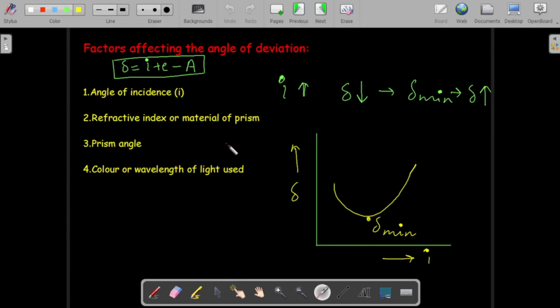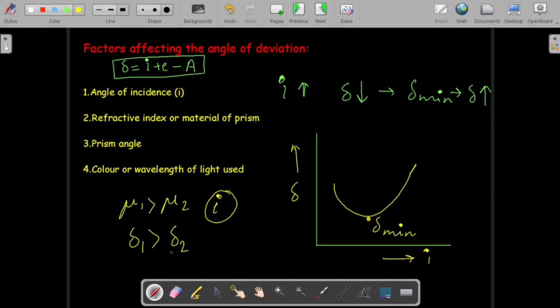Next is the refractive index of the material. On the refractive index of the material, the angle of deviation delta has been found to depend on it. Let's say there are two mediums, medium 1 and medium 2. If the refractive index of medium 1 is greater than medium 2, then for a given value of angle of incidence in both the mediums, delta for one will be more compared to the delta for the second medium.